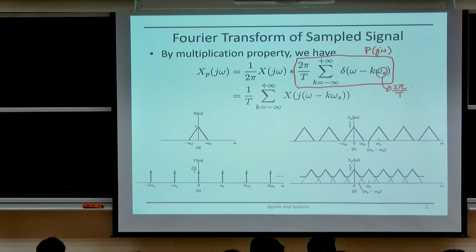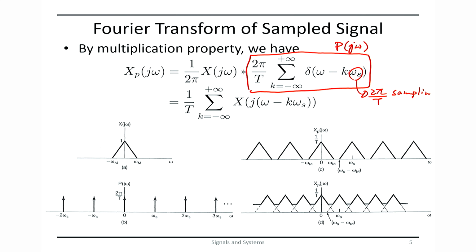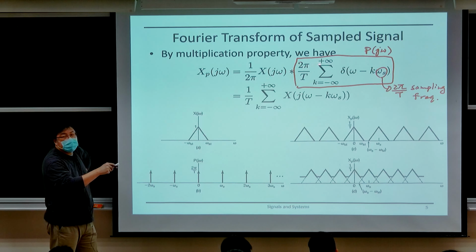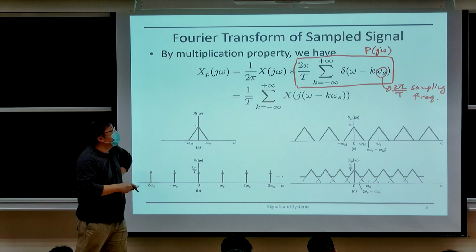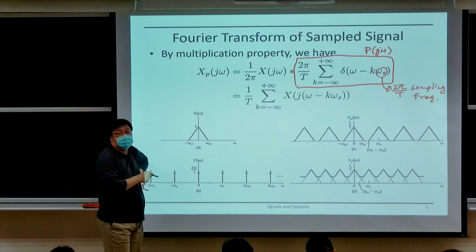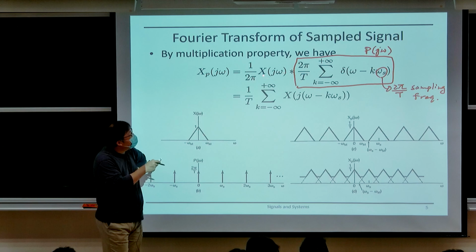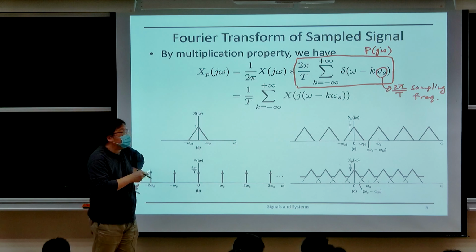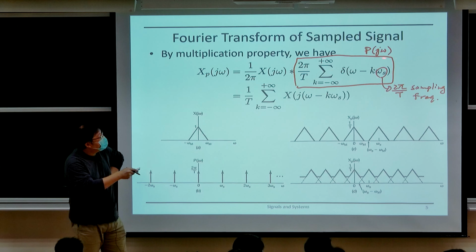Okay, so this is the sampling frequency as we mentioned before. Now the 2 pi cancels out, so I have 1 over T outside. And then whenever you convolve a signal with an impulse at time k omega s, you're essentially moving this to this center point k omega s. Okay? So convolving this with this bunch of impulses gives you a bunch of x's moved to these positions here.